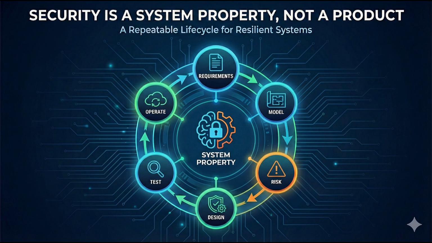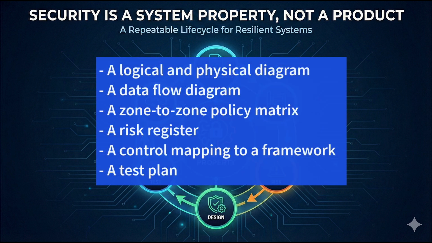Engineers also produce artifacts. For secure networks, the deliverables are things like a logical and physical diagram, a data flow diagram, a zone-to-zone policy matrix, a risk register, a control mapping to a framework, and a test plan. If you can't point to these artifacts, you're probably relying on tribal knowledge, and that doesn't scale. Let's walk through the life cycle, one step at a time.